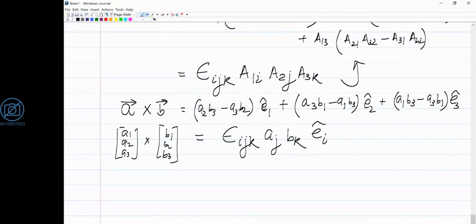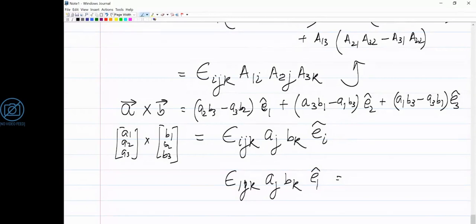So let us try to verify, for example, the E1 component. To verify the E1 component, what should I do? I have to take i equal to 1, isn't it? If you take i equal to 1, what do you get? You have epsilon 1jk Aj, Bk, E1. So you have summation over j as well as over k.